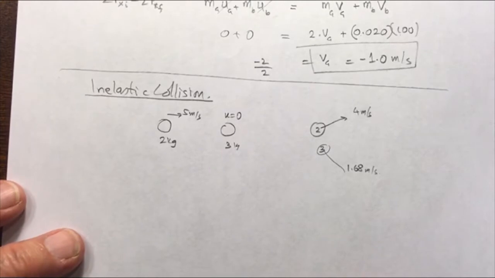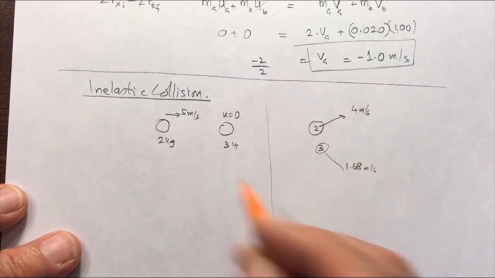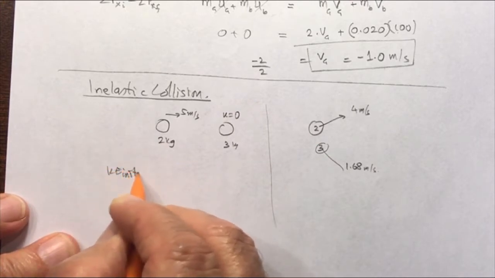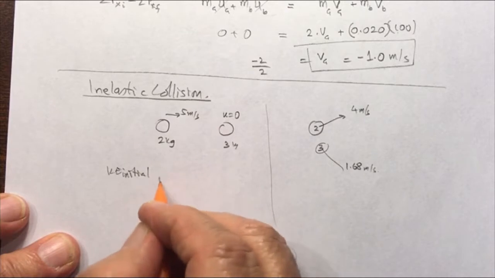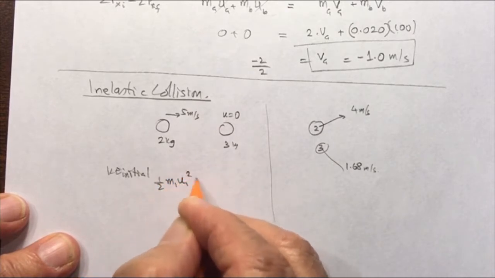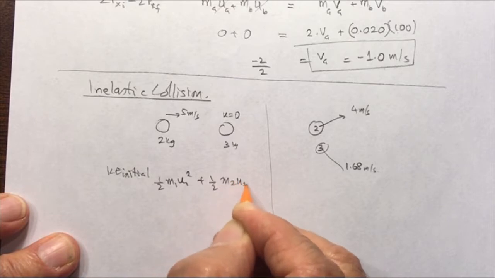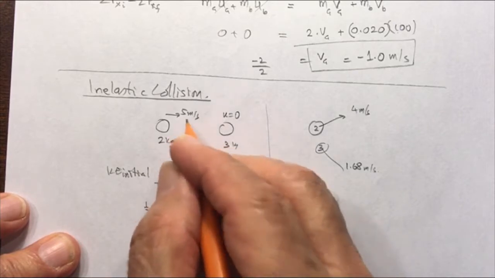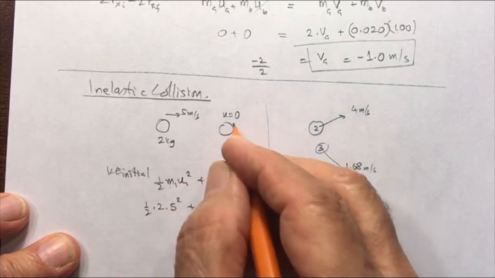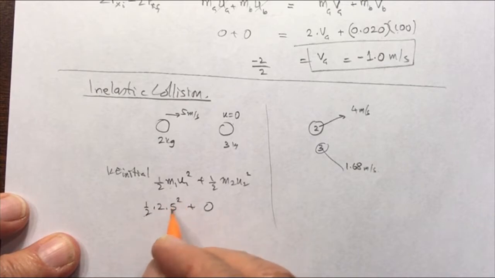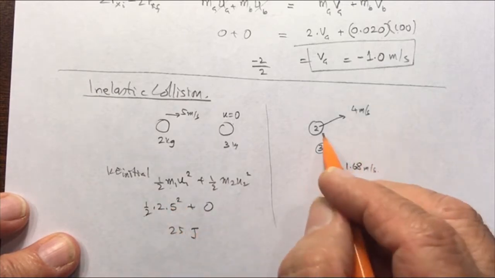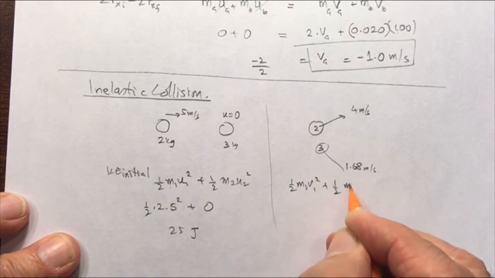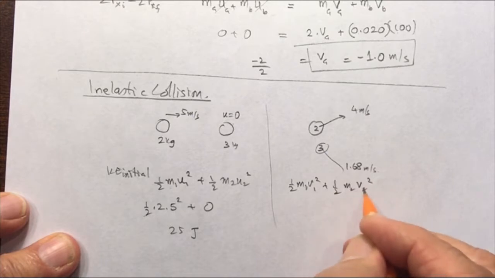Now we want to see what happens to the kinetic energy. So this is the initial, this is the final. The initial kinetic energy is going to be the sum of these two. So it's going to be half m1 u1 square plus half m2 u2 square, and this is going to be half m1 is 2, u1 is 5 square, plus u2 is 0, so this is 0, so this becomes 25 joules.